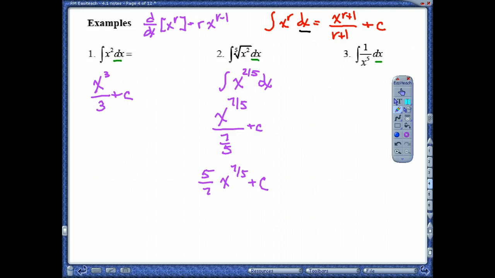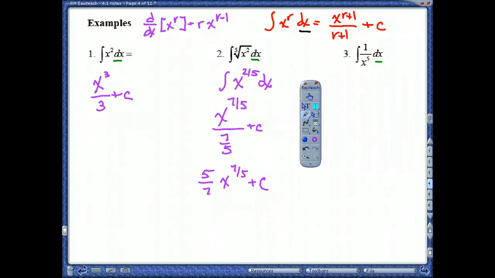Okay, so even if it's a variable, you're adding 1 to the exponent, dividing by that same amount. If it's a fraction, please make sure that you flip and multiply so that you get that all simplified. Number 3 here, I've got to simplify that again, so that's x to the -5th dx. Add 1 to the exponent, so that's x to the -4 divided by -4 plus c.